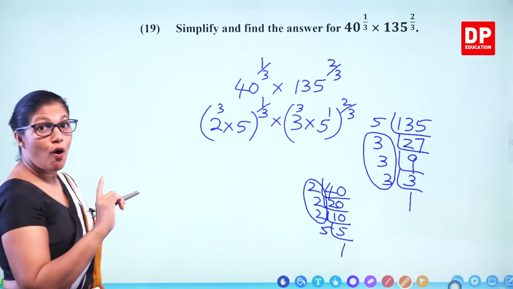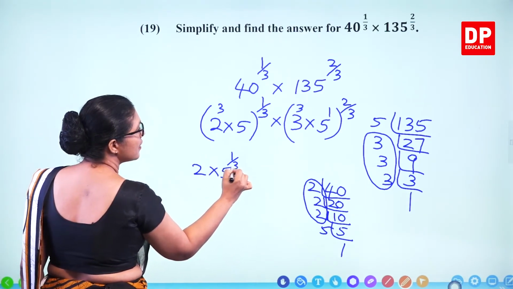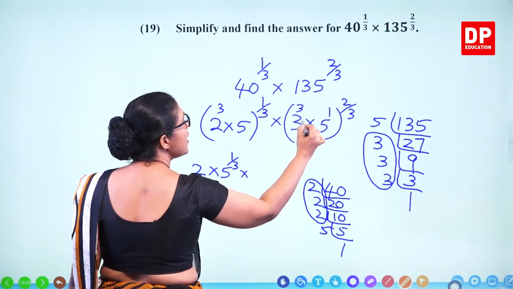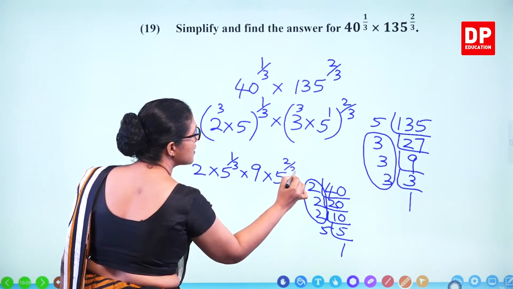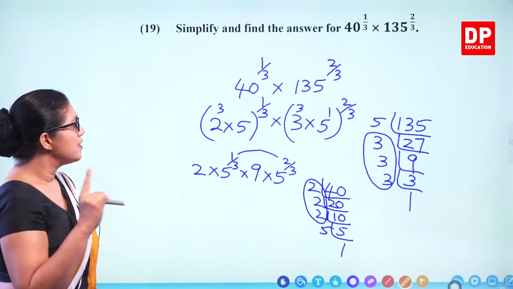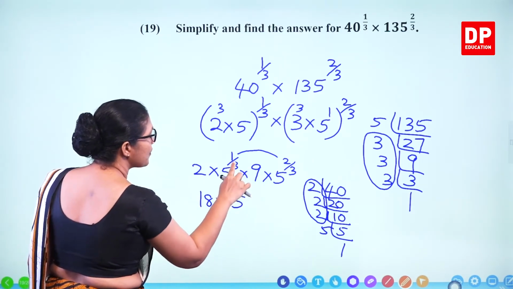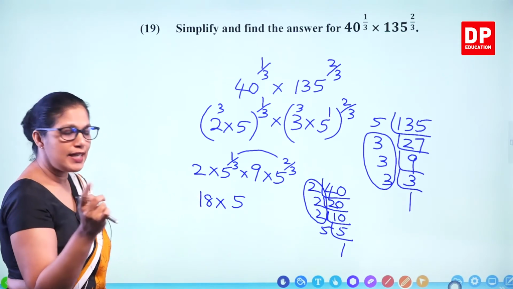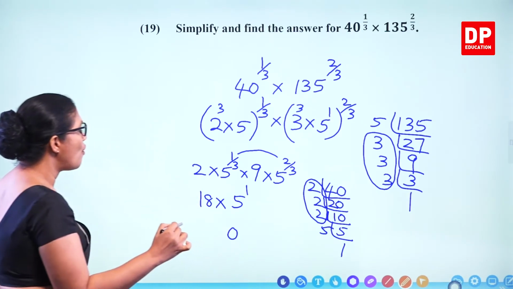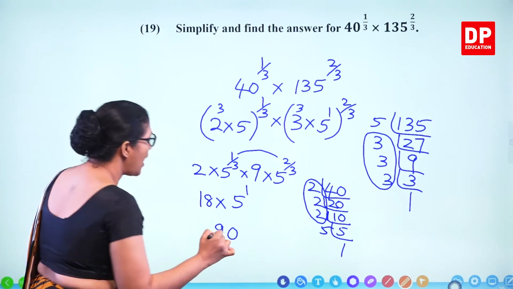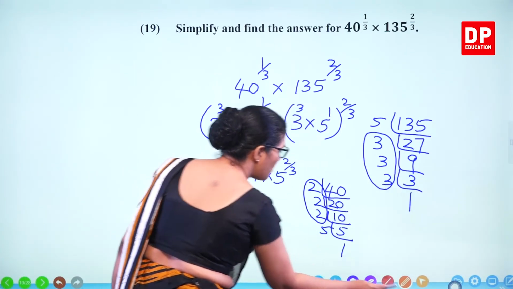Now, when you take the powers for all, you get 1/3 and 3 cancelled out, 2. 5 with 1/3. 3 to the power 3 and the 3 get cancelled out, and 3 squared you are getting. 3 squared is 9. And 5 to the power 2/3. Now these two have the same base, different powers, multiplication, so you can add. 9 times 2, 18. 5 to the power 1/3 and 2/3 addition becomes 3 over 3. That's 1. So 18 times 5. 5 times 8, 40. 4 remaining. 5 times 1, 5 plus 4, 90. So the answer is 90. 2 marks for that.